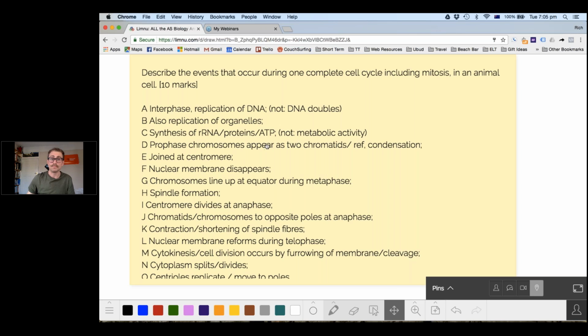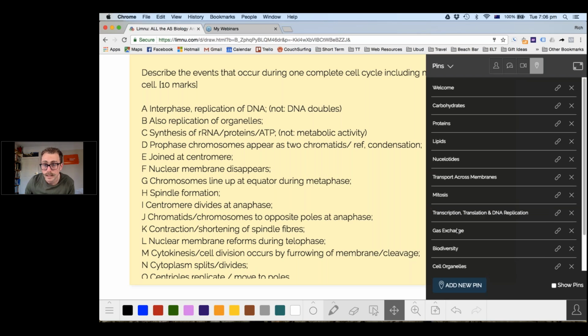Prophase, chromosomes condense, joined at a centromere, nuclear membrane disappears, so that's prophase. Chromosomes line up on the equator during metaphase, spindle formation is metaphase, that's what we're looking for there. Centromere divides, splits at anaphase, the chromatids are pulled to opposite poles during anaphase. Contraction or shortening of spindle fibers, so those three are all related to anaphase. Last one, nuclear membrane reforms in telophase, cytokinesis or cell division. So they are what they're looking for basically all the time. Okay, so where are we at on my list of things?